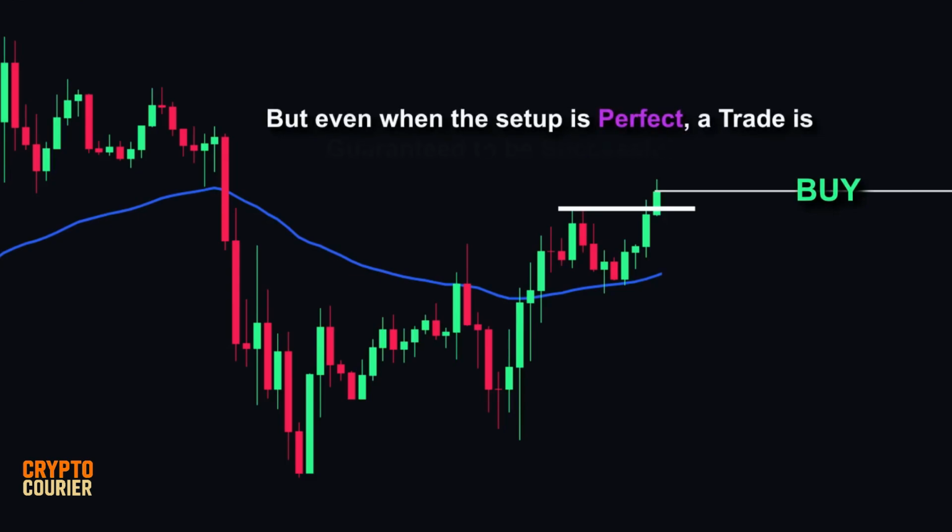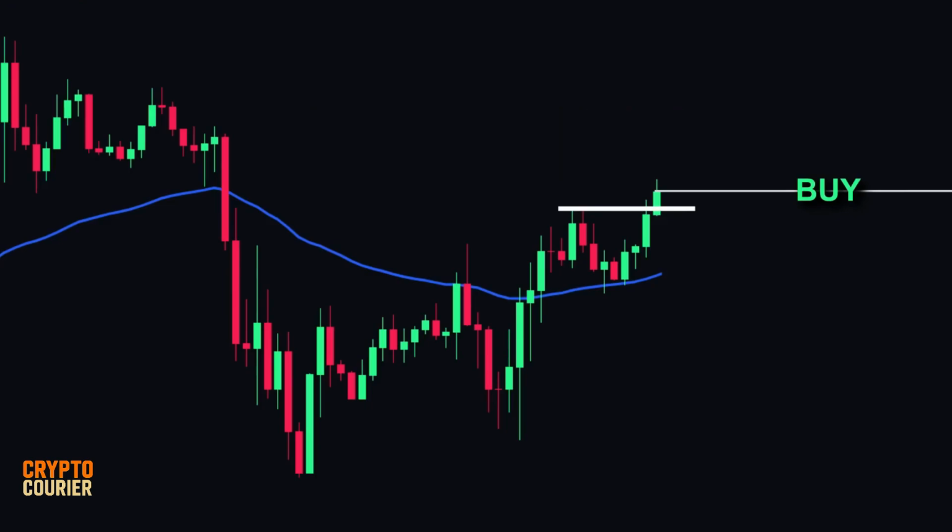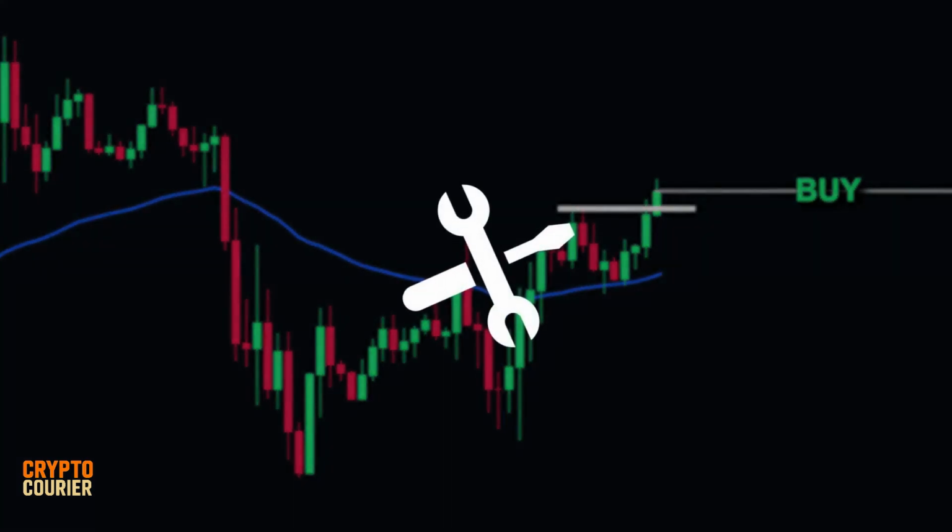But even when the setup is perfect, a trade is not guaranteed to be successful. And that's why we need to set a stop loss to limit our risk. To do that, we add one more tool to our strategy.